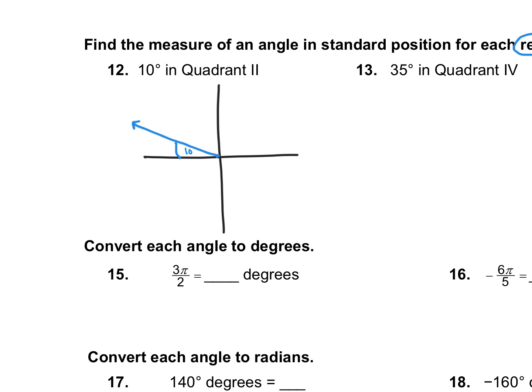So we need to find the measure of the angle. In standard position, there's the initial side, and it's going all the way over to here. So what is this angle measure? Well, we know that if we had gone all the way to here, that would be 180 degrees. So we went just 10 degrees shy of that. So if we take our 180 and subtract out that 10, we get a 170-degree angle.